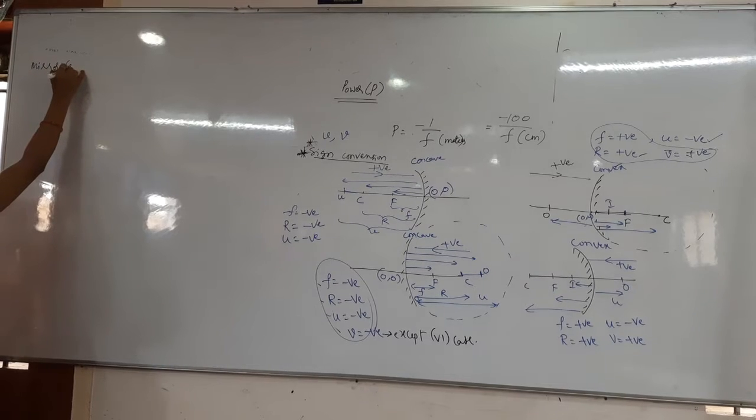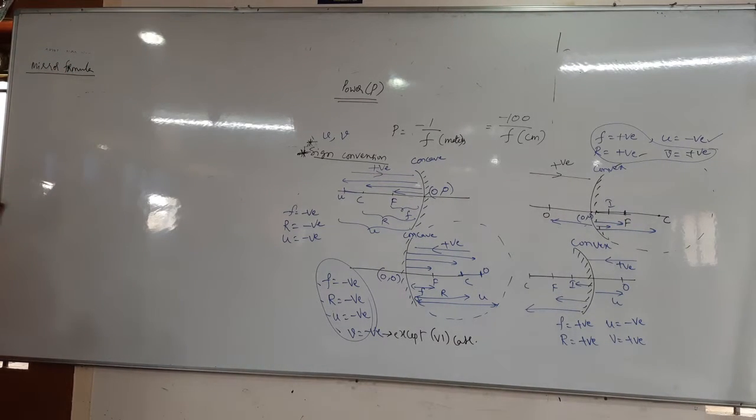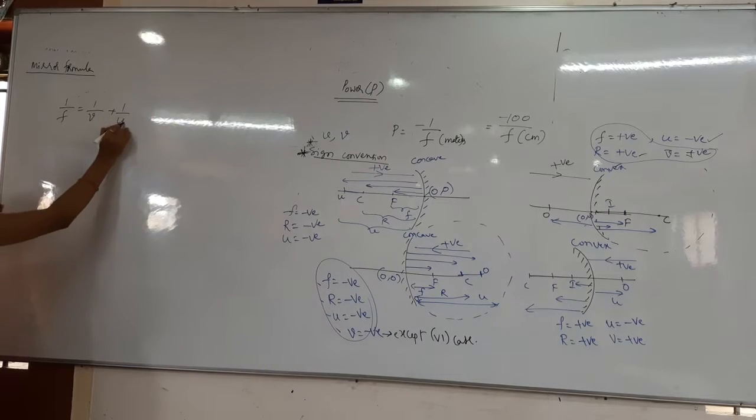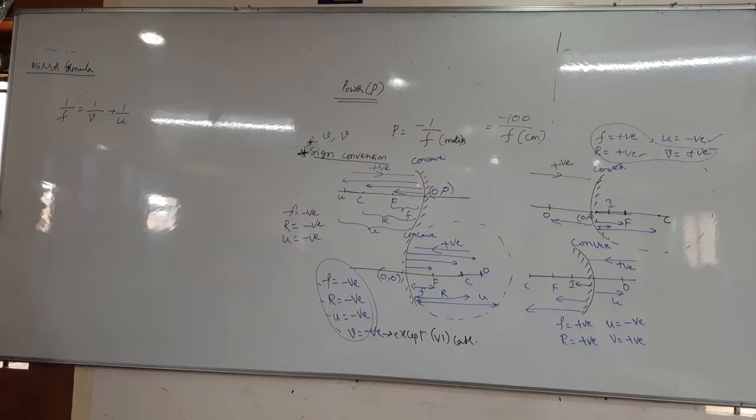Next one, the mirror formula. There is no need for the proof of the mirror formula, we will directly discuss it. What is the mirror formula? 1 by F is equal to 1 by V plus 1 by U. In the case of a lens it will be 1 by V minus 1 by U, which we will discuss later. So 1 by F is equal to 1 by V plus 1 by U. Use this formula directly in its minimized form, then only you will get the correct answer.